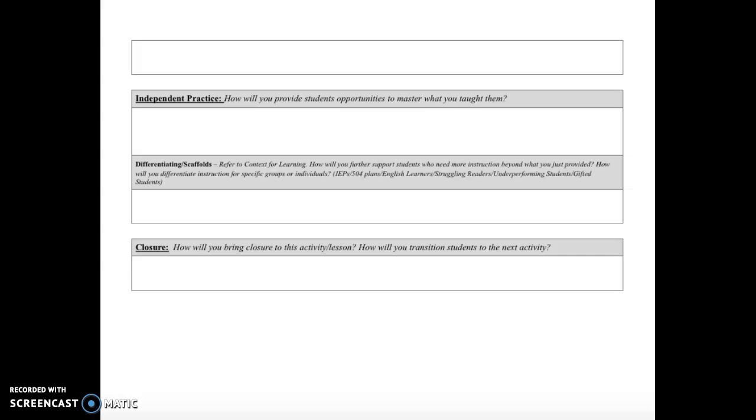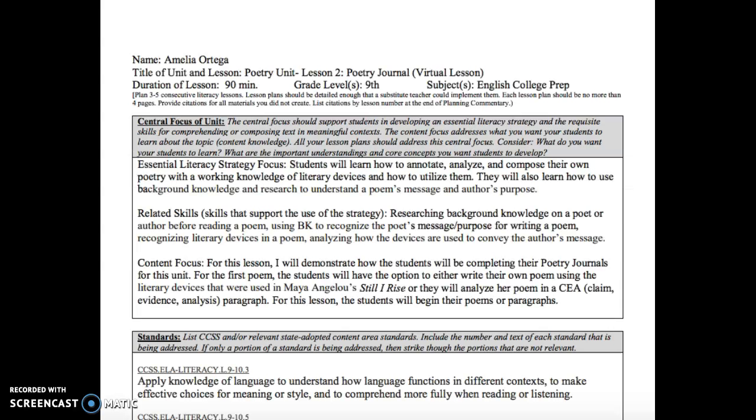So now we're going to go over and look at an example. This example was shown to us a couple weeks ago by Amelia Ortega, and this is a poetry journal. So we're going to look at a few things here. As we see, duration of the lesson, 90 minutes. So this is likely the length of the class period.